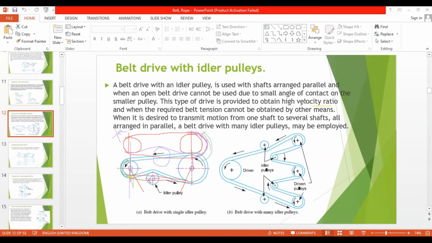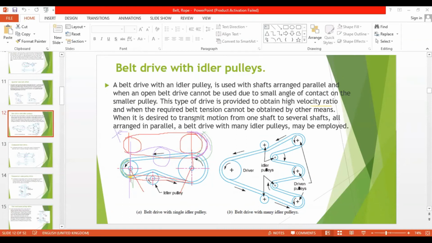This type of drive is provided to obtain a high velocity ratio, and when the required belt tension cannot be obtained by other means. If it is going like this, the tension cannot be obtained. Either you need to change the belt or you need to move the shafts apart. Other than these two, this is easy, because by name it is an idler. It is not going to do any work, and it is not going to have any impact on the transmission of power. This does not work anywhere.